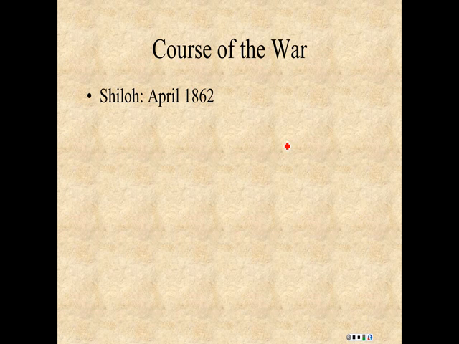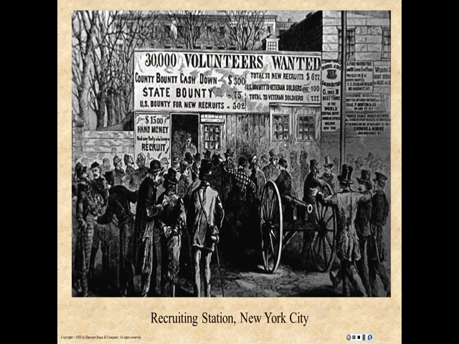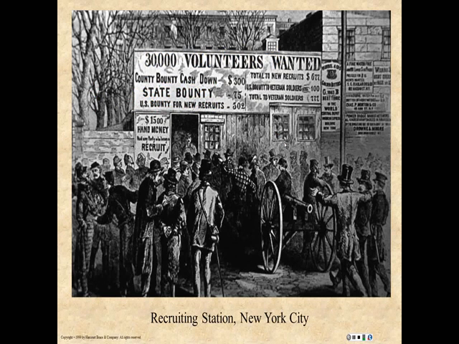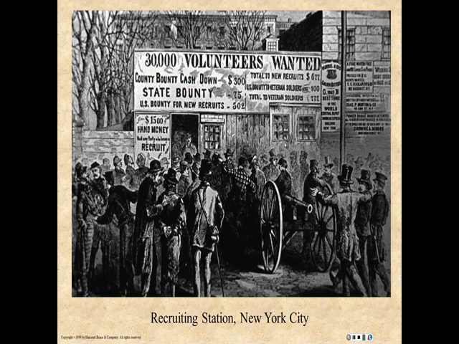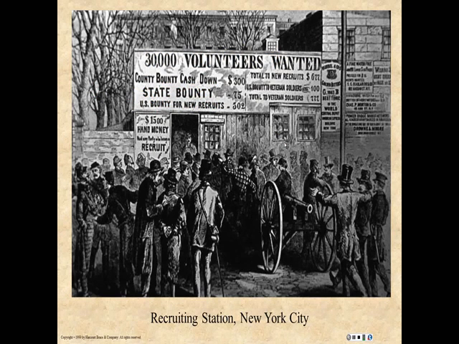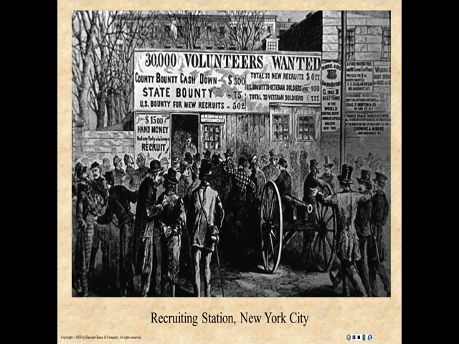So by the summer of 1862, there's growing despair in the North. Here's a recruiting station. There's draft riots, actually. People are beginning to sour on the idea of the war. It's at this time, by the summer of 1862, that Lincoln realizes he needs to change from his idea of a limited war to an all-out total war.